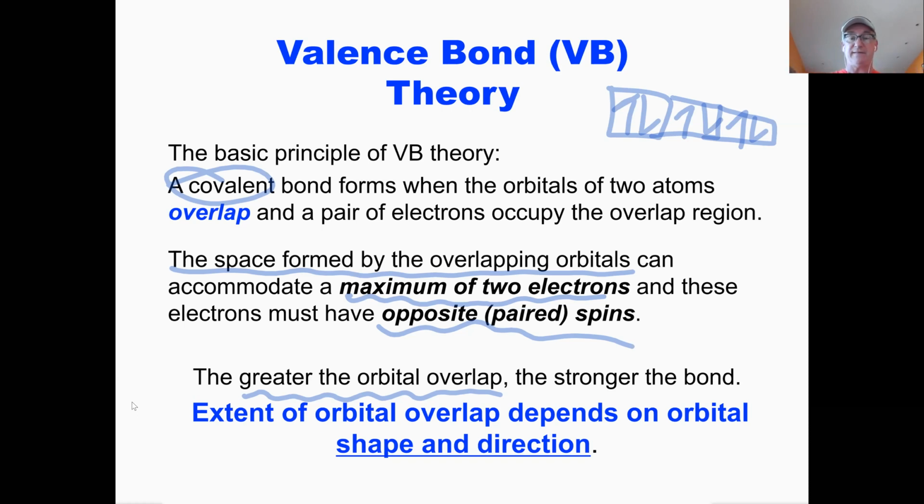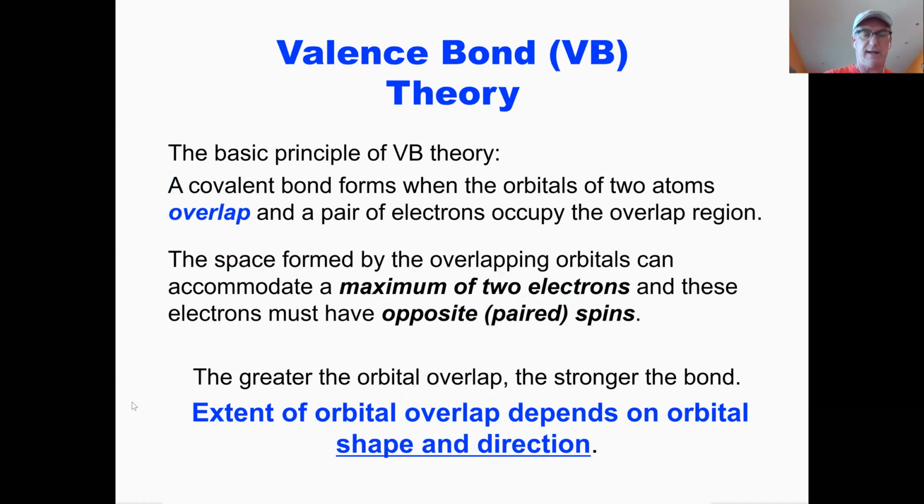And so the extent of how much they overlap depends on what kind of orbital it is, what kind of shape is it? Is it an S, is it a P, is it a D? And what directions they are. Are they completely going in the same direction? Are they in slightly different directions? Both of those things would make it either stronger or weaker. So I'll give you an example.